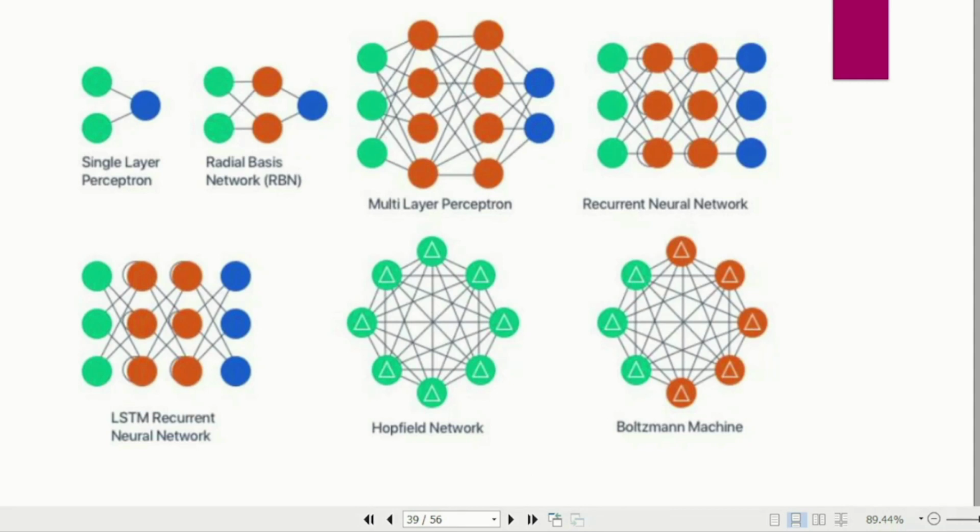The neural network has two input units and one output unit with no hidden layers. These are also known as single layer perceptrons. That's why it is said to be a single layer perceptron. Number two is the RBF, radial basis function. These networks are similar to feed forward neural networks, except that the radial basis function is used as the neurons' activation function. Number three is the multi-layer perceptron.